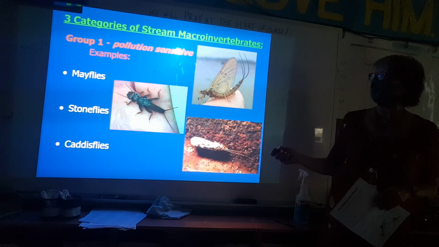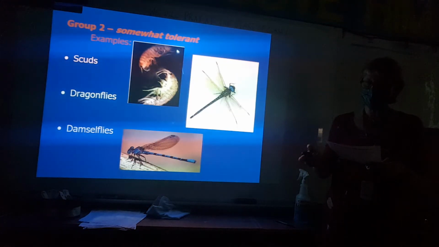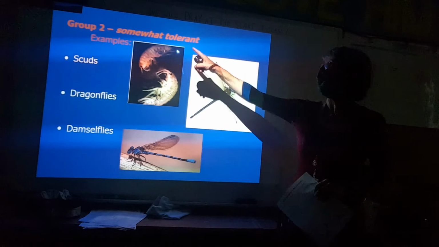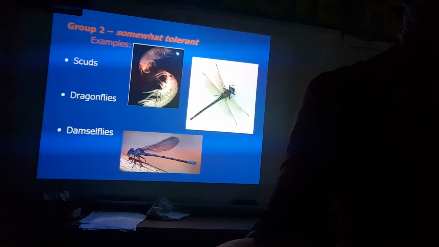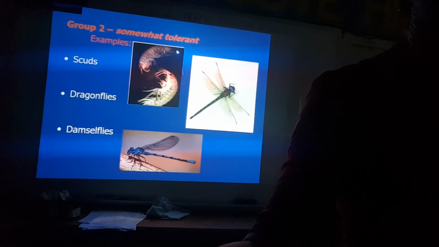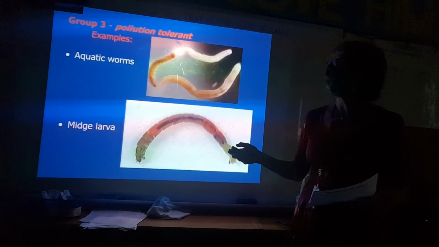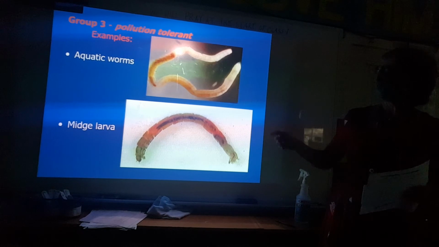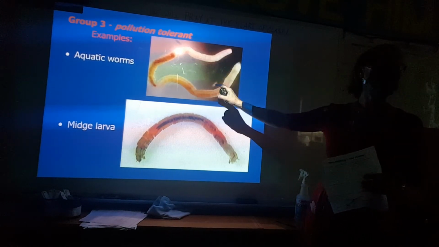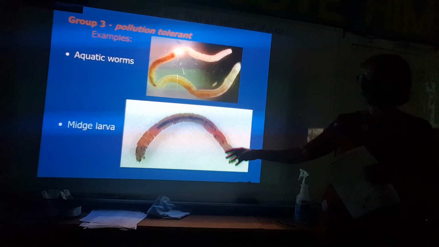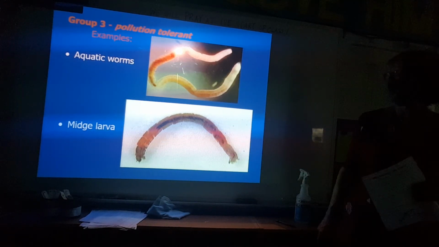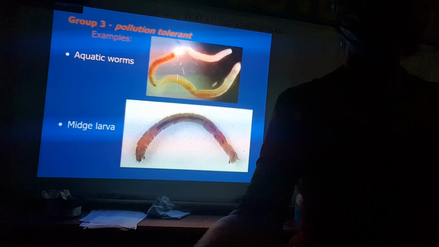Now the next category, with scuds, dragonflies, and damselflies, these are somewhat tolerant. They can handle a bit of pollution. Please write that down, somewhat tolerant. Okay, the final group goes under C. These are the pollution tolerant ones. These guys can handle it. They can be in water that's really polluted. So if you find these guys, there's a chance your water is not very clean at all. Aquatic worms and midge larvae.